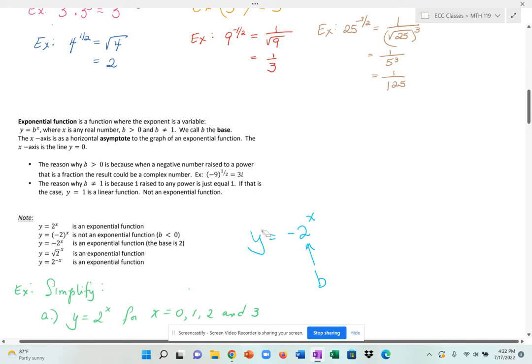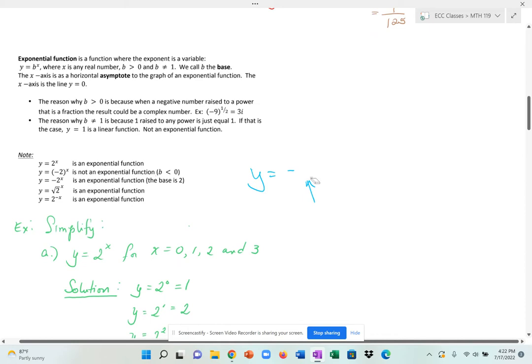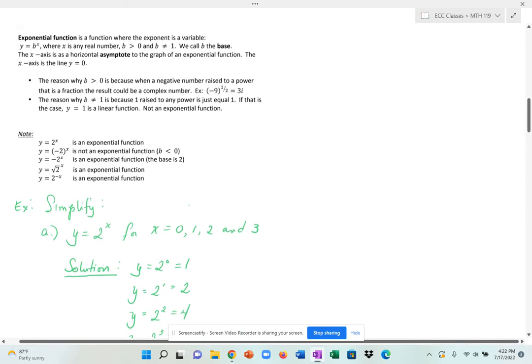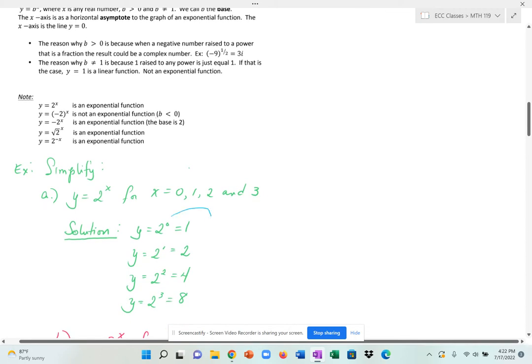So we're going to simplify a few exponential expressions by just plugging in numbers for x and evaluating it. And that will help us later on when we actually graph an exponential function. So I have y equals 2 to the x for x equal to 0, 1, 2, and 3. So you just have to plug in 0 first. And again, this was the first rule I gave you. 2 to the 0 power is 1. When you plug in 1, 2 to the first power is 2. When you plug in 2, 2 squared is 4. When you plug in 3, 2 to the third is 8. So you can see as your x's increase from 0 to 3, your y's increase from 1 to 8. So the y's increase much faster than the x's do.